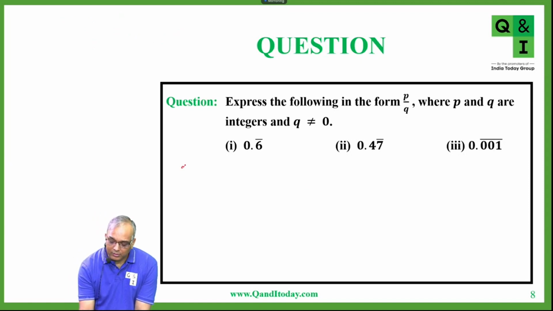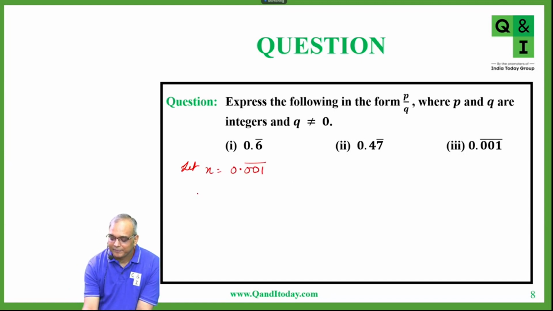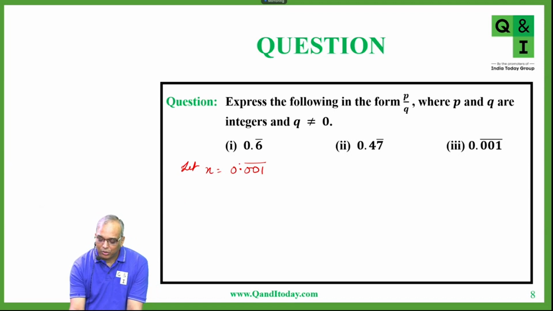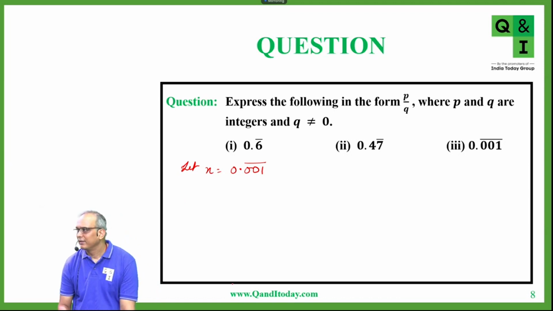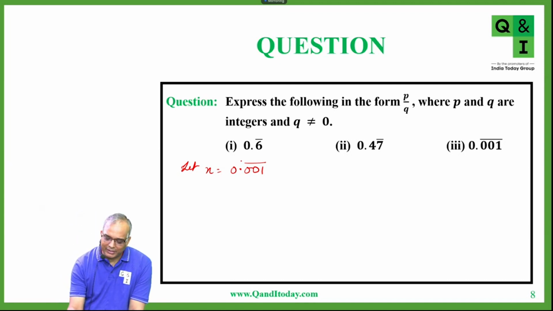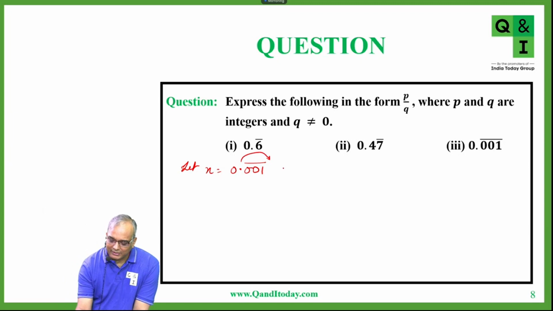So let x is equal to 0.001 bar. So here, because 3 digits are repeating. Yes, Hannah, it is correct. Because 3 digits are repeating, we have to move it by 3 places to the right. So we'll multiply by 1000.